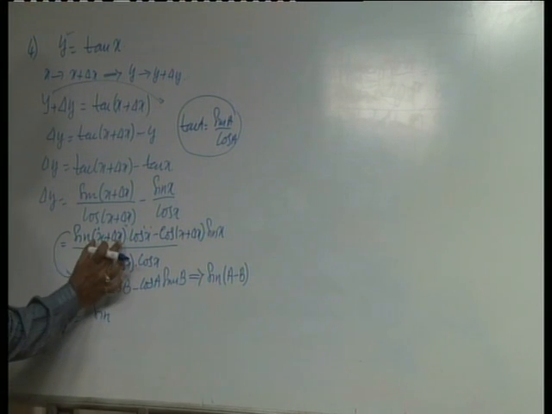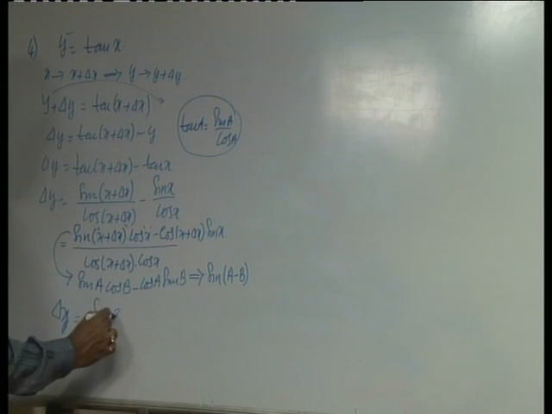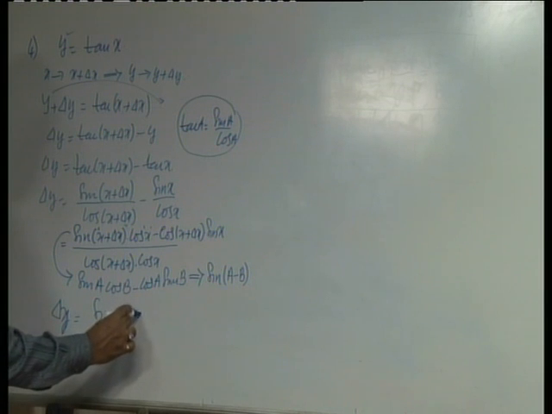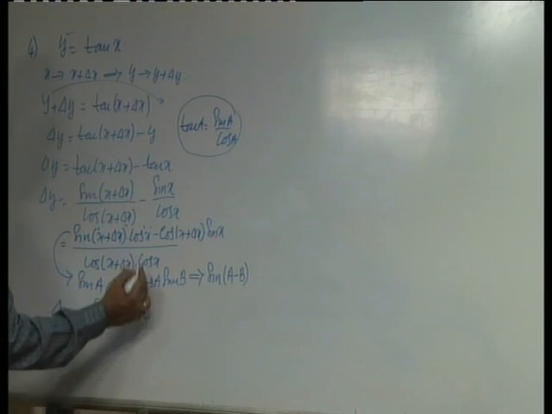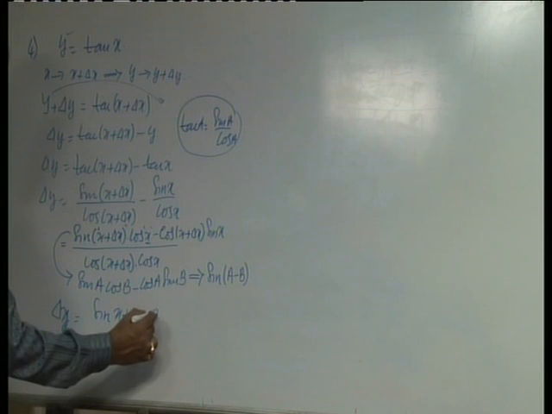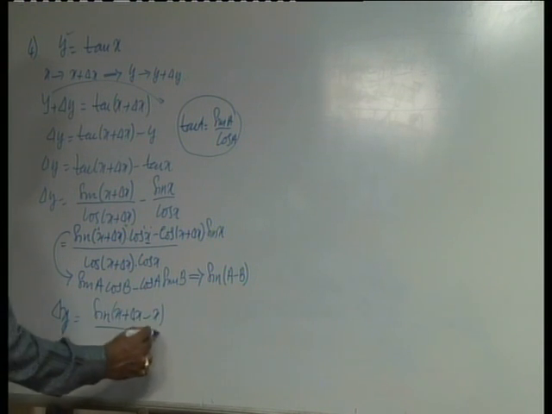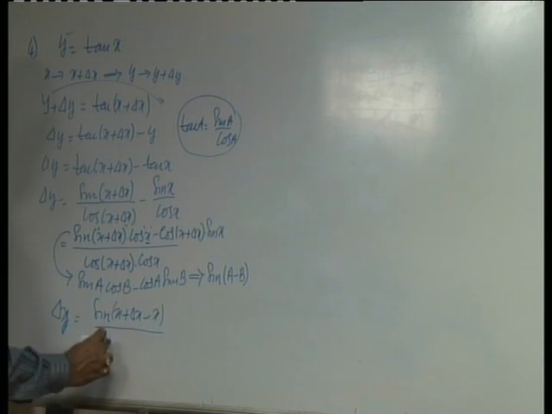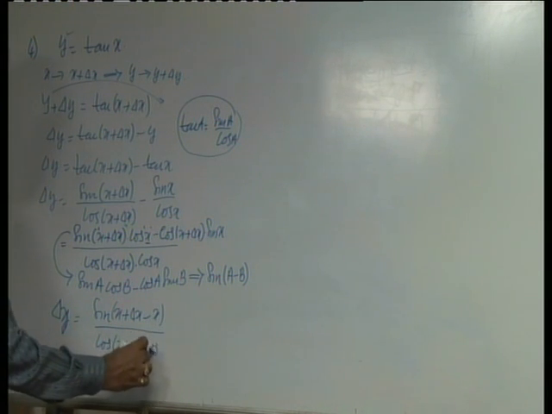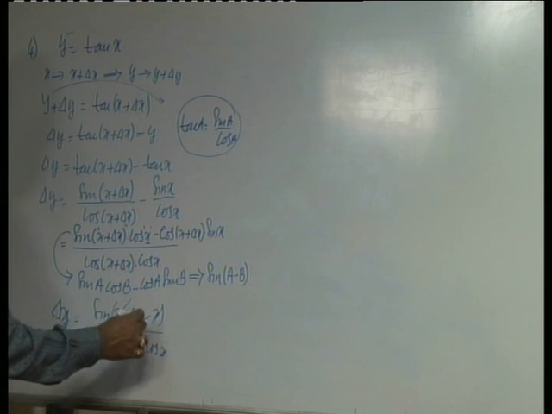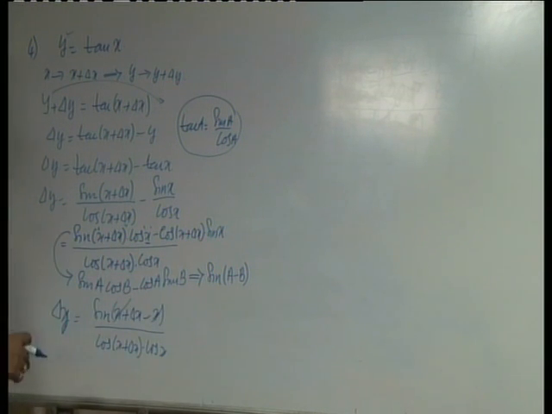A is what? A is x plus delta x, so it is sin of x plus delta x minus B. What is B? B is x. The denominator we have the same thing, cos of x plus delta x into cos x. This x cancelled.